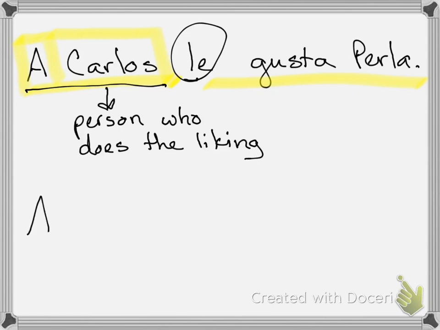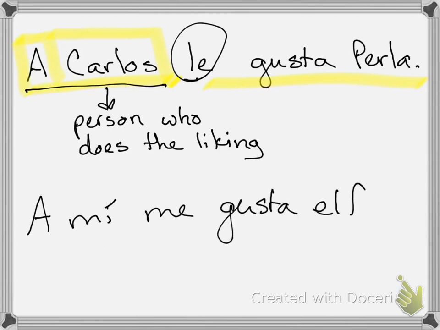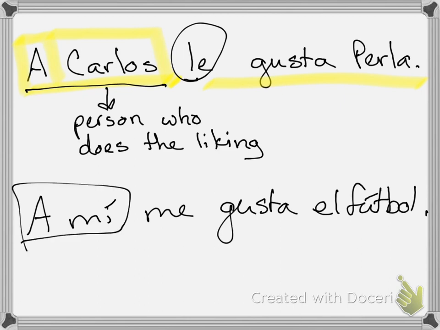I can also use it to talk about myself. I could say, a mí me gusta el fútbol. Okay, so maybe we're going around a circle and everyone's talking about what they like, and now it's my turn, and I just want to emphasize that I'm the one who likes it. Okay, so a mí, I'm going to put this phrase at the front. A mí me gusta el fútbol.